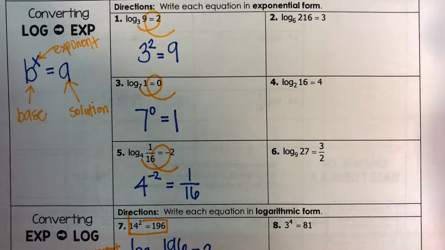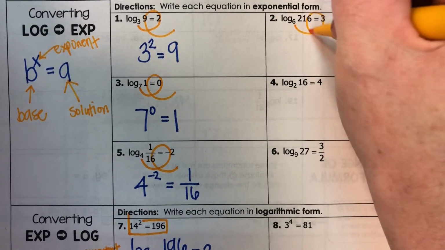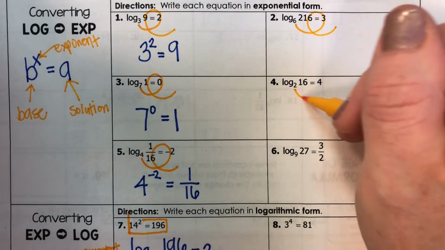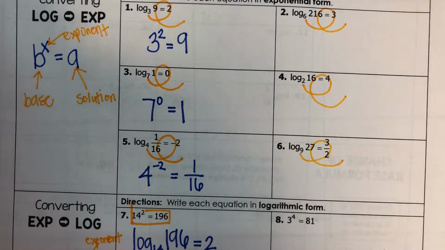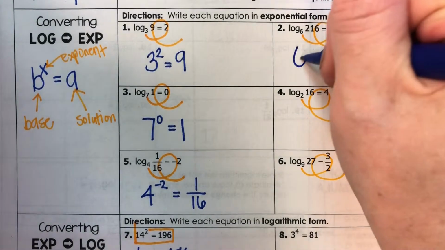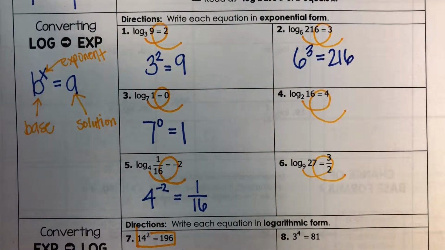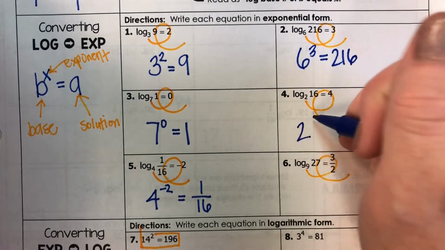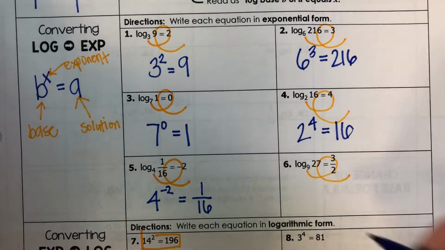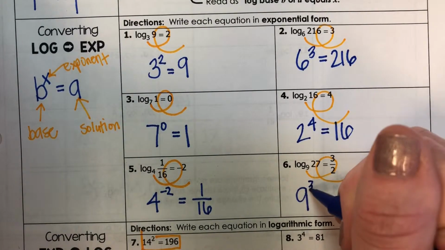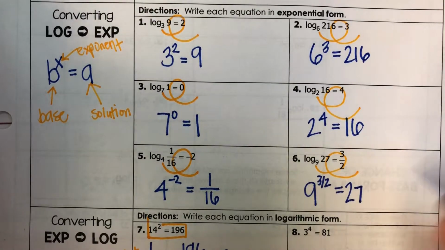Okay, all right, so just to check yourself, if I'm putting in exponential form, I'm going to draw my e's. Okay, so right here, this one should have been 6 to the 3rd power equals 216. This one should have been 2 to the 4th power equals 16. And this one, 9 to the 3/2 power equals 27.